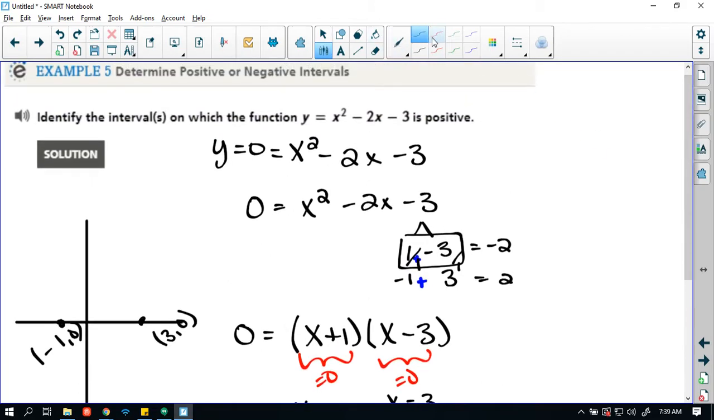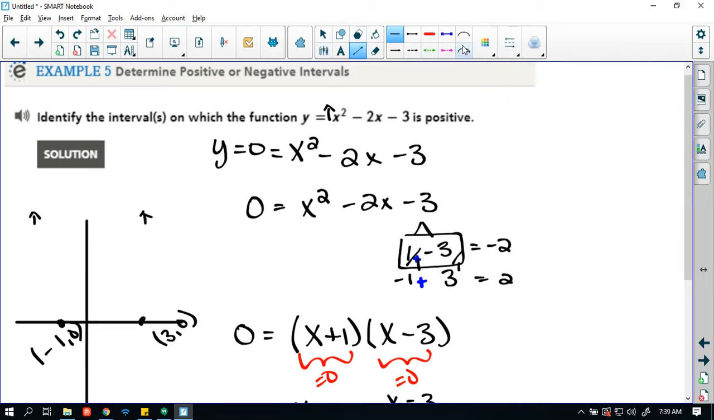The next thing I'm going to look at is my leading coefficient. This is the coefficient that is in the front of my quadratic equation. It's usually the coefficient tied to the x squared. So our coefficient here is 1. It's positive, and that means that my graph opens upward, which means my little arrows will go up like this.